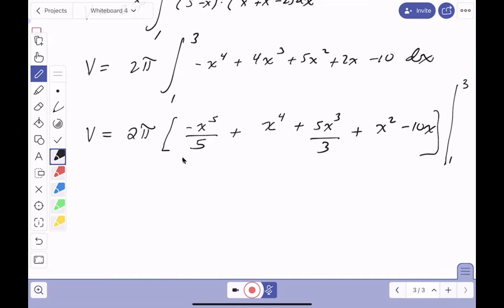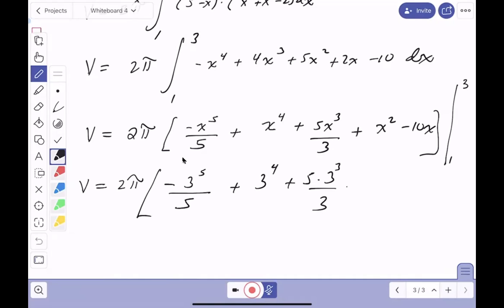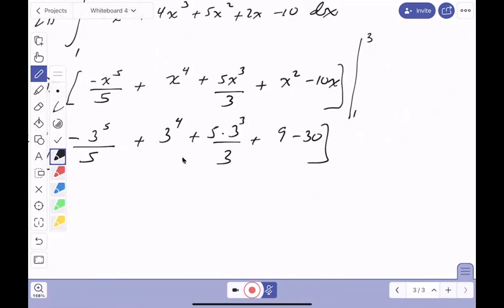All right, so V equals 2 pi, minus 3 to the 5th power. I'll do that later. Plus 3 to the 4th power. I'll do that later. 5 times 3 cubed over 3. I'll do that later. 3 squared, which is 9, minus 30. All right, let's keep moving.